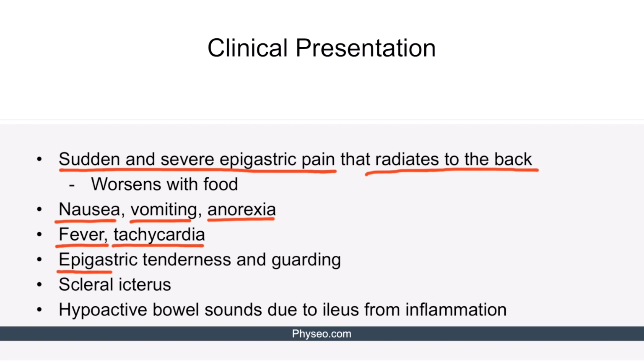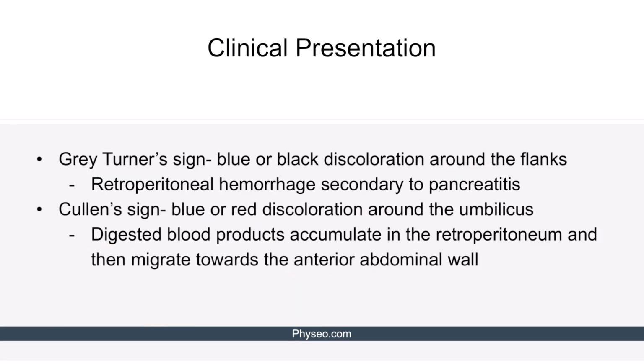On physical exam, the patient will have epigastric tenderness and may guard the area. They may also have associated scleral icterus if the acute pancreatitis is leading to jaundice. Additionally, the patient may have hypoactive bowel sounds due to ileus from the inflammation associated with pancreatitis. Additionally, the patient may present with characteristic skin findings. However, these findings are rare.